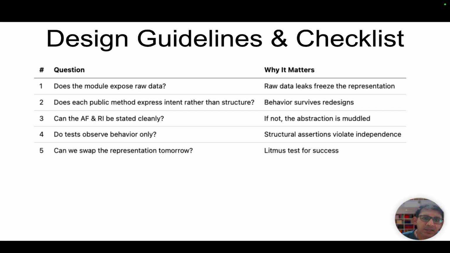Now, let me give you a practical checklist for evaluating whether your modules achieve representational independence. First, ask yourself, does the module expose raw data? If so, what raw data leaks, freezes the representation, and makes future changes difficult? Second, does each public method express intent rather than structure? Methods that expose structural details violate independence, while methods that express business intent survive redesigns. Third, can the abstraction function and representation invariant be stated cleanly? If not, the abstraction is probably muddled and needs clarification.